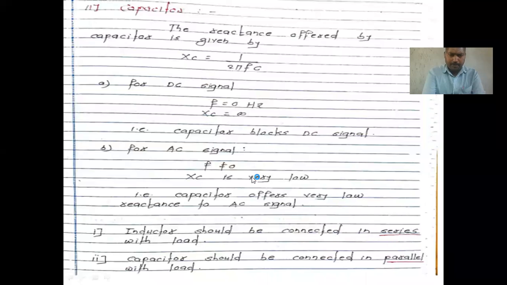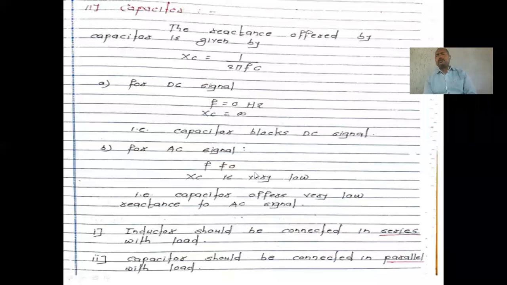See, for AC, whatever the frequency is, it is greater than 1. So 2 pi into any value, consider any value, means 1 divided by a larger value. So it indicates that the value of XC is very less, right? So for AC, the XC value is very low. Very low indicates that the capacitor offers very low reactance for the AC signal, right? So that's why the AC signal passes through the capacitor.